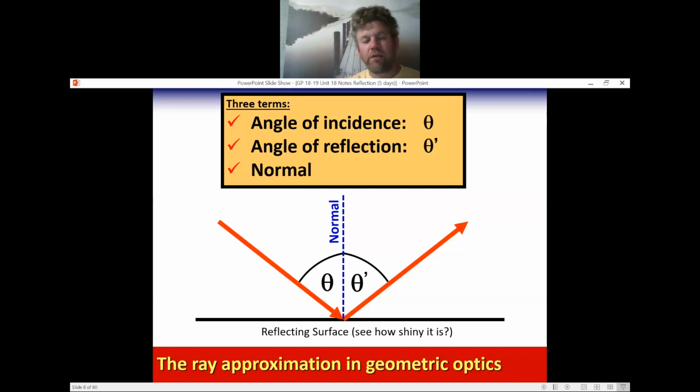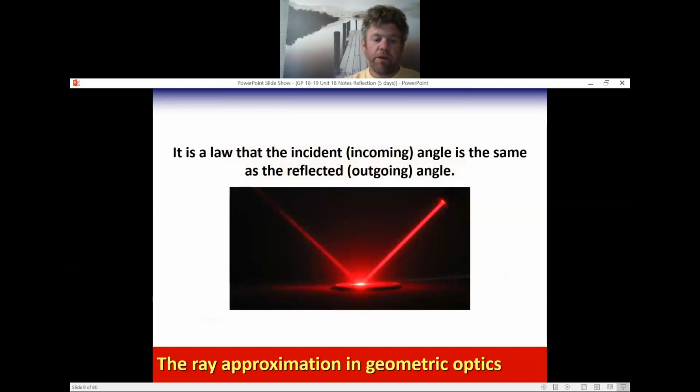The angle in is the angle of incidence. Notice how that angle is the same as the angle going out. So the angle of incidence is equal to the angle of reflection, and it's based on where that normal is. Whatever angle you put in is the same as the angle you get out. It is the law that the incident angle is the same as the reflected angle, so the ingoing and outgoing should be the same.